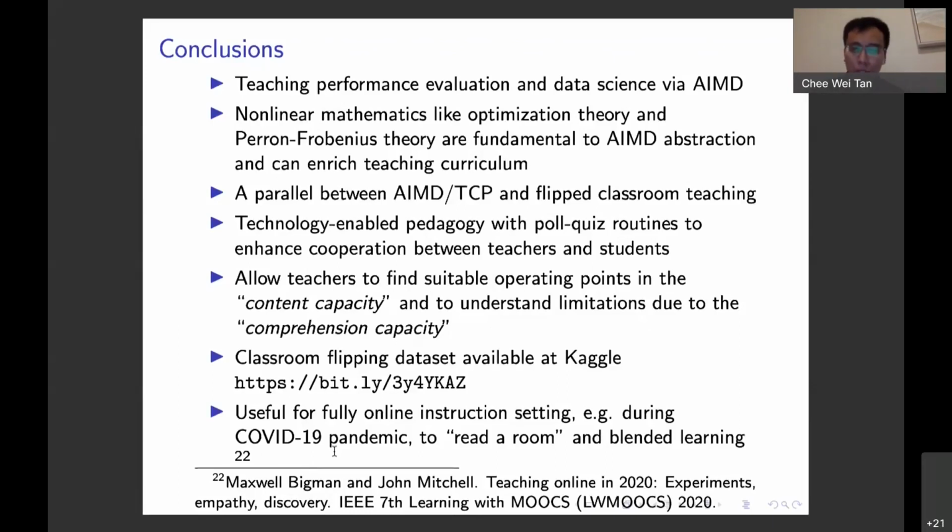And I'd like to share with you one last paper by Stanford, the Department Chair, John Mitchell. He wrote last year in this conference, Teaching Online in 2020. He said that indeed, even teachers at Stanford CS mentioned how hard it is to read a room. And so I think there's more that needs to be done for blended learning. So with that, let me end my presentation here.